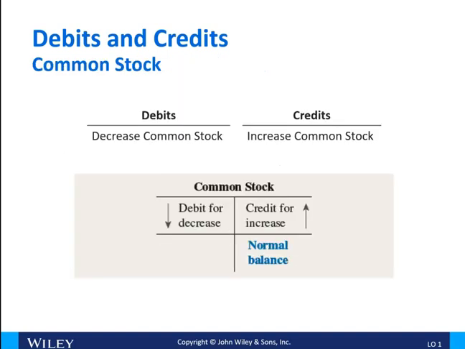Okay, common stock. It's part of stockholders' equity. Similar to liabilities, a credit increases the balance in this account. A debit decreases the common stock balance. So if you look at the T accounts, the debit on the left, the decrease, credit on the right, increase, normal balance is the credit.